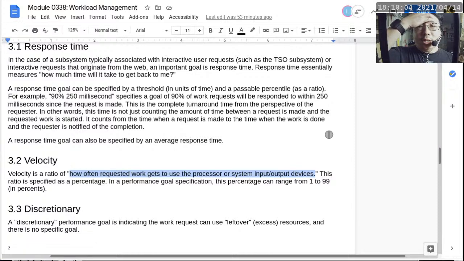As it turns out, velocity is usually determined by sampling. When I say sampling, I mean that while a particular requested work is in progress, the operating system is going to ping it once in a while. It would just ping it and ask, are you actually doing work right now? And then after X many milliseconds, it's going to do it again. It will go to that specific task and say, are you actually doing work, or are you waiting for something?